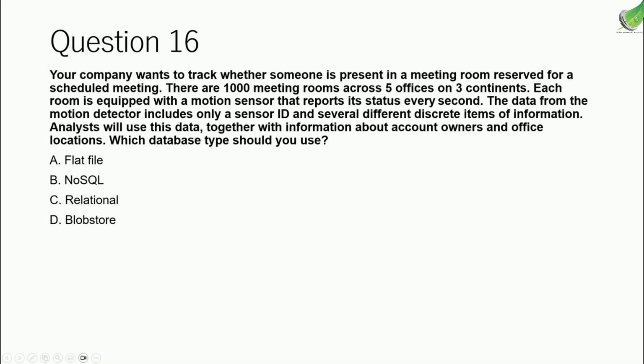Okay, this is a classic architectural question about choosing the right database for the right job. Let's analyze the requirements. First, let's look at the data itself. The data source is 1,000 motion sensors. The data velocity, or speed, is very high. Each sensor reports its status every second, which means we have a stream of 1,000 records being written every single second. This is a classic example of time series data from an IoT application. The data structure is also very simple, with just a sensor ID and a few other pieces of information.